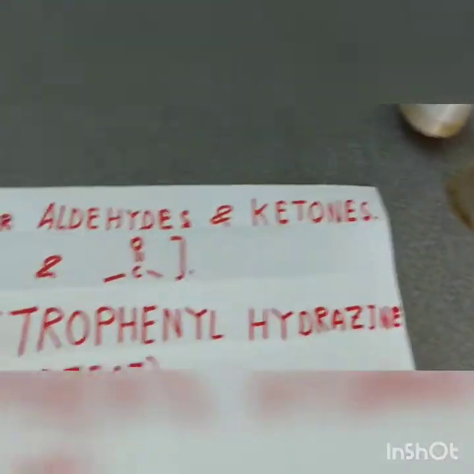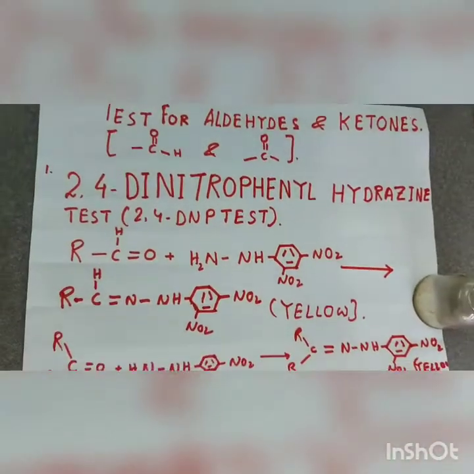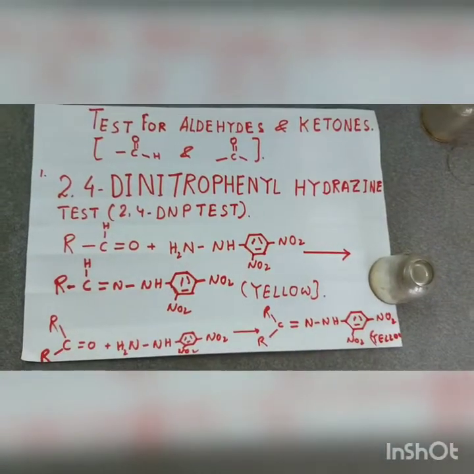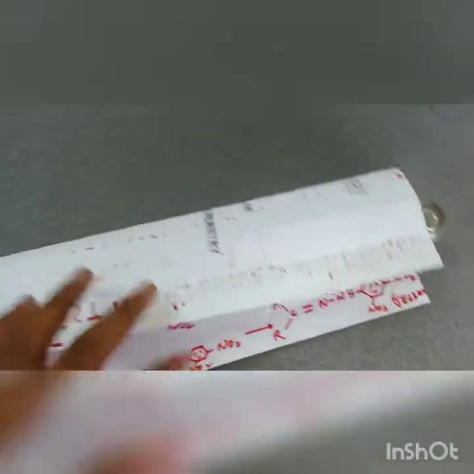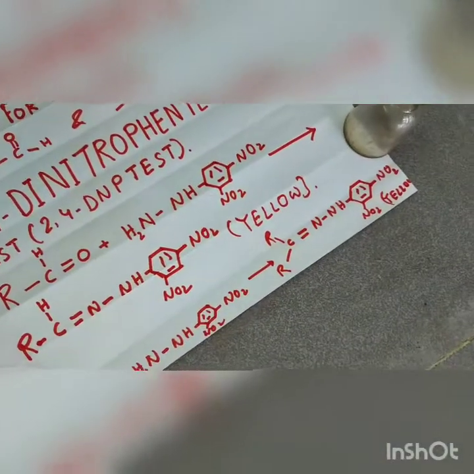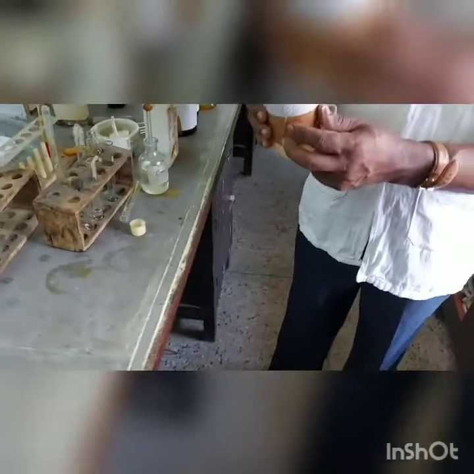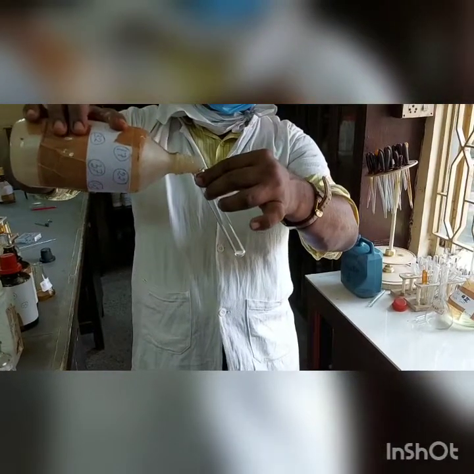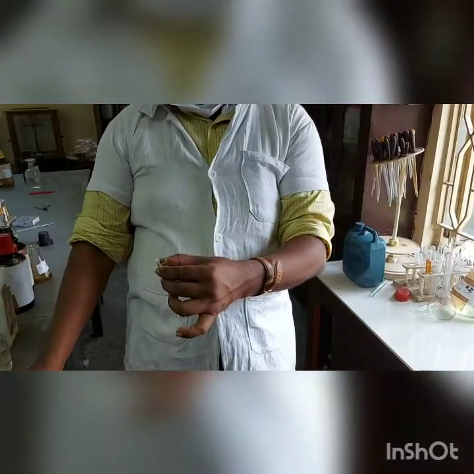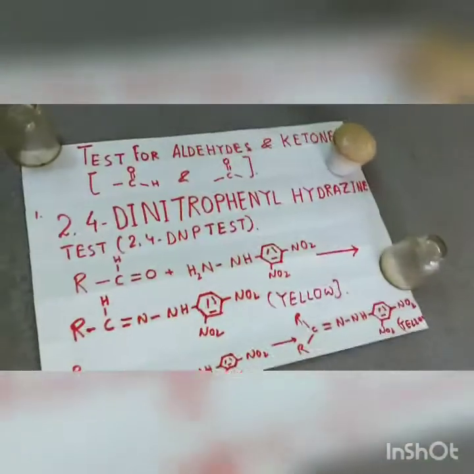Now I am going to show you the test for the carbonyl group. Aldehyde and ketone both have a C double bond O, that is the carbonyl group. Both of them show a positive 2,4-DNP test. Suppose I am taking a few drops of aldehyde, say acetaldehyde, here. This experiment is the test for aldehyde and ketone, that is, the carbonyl group.